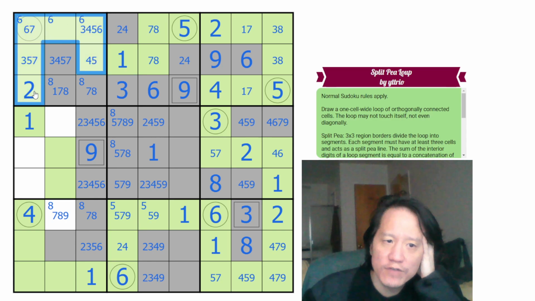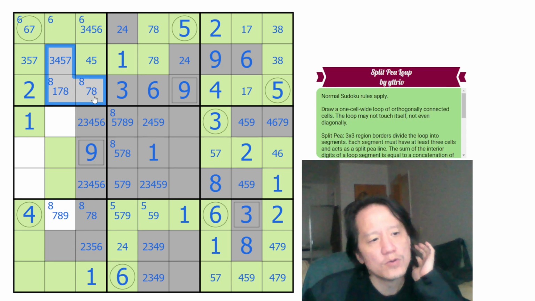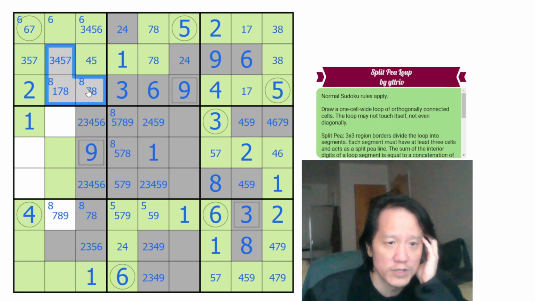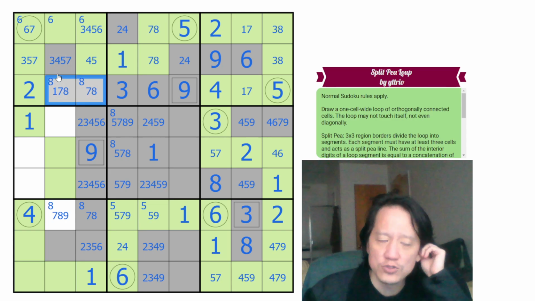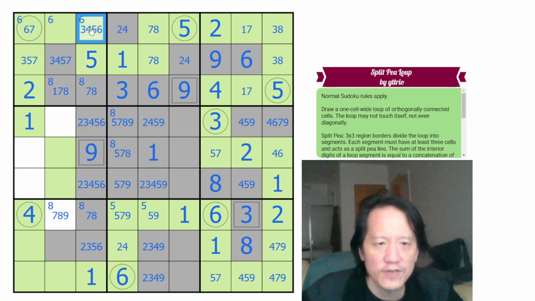If this is 24, these 4 cells must add up to 24 plus 2 plus 4, so that's 30. So these 3 would have to add up to 15, which is also not allowed, right? It would have to be 1, 6, 8, which is not possible, or 1, 7, 8, which already adds up to 16, which is not possible. So this can't be 4. So this has to be 25.